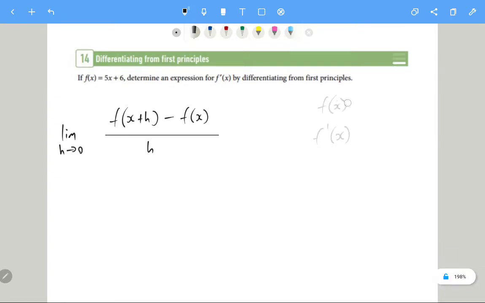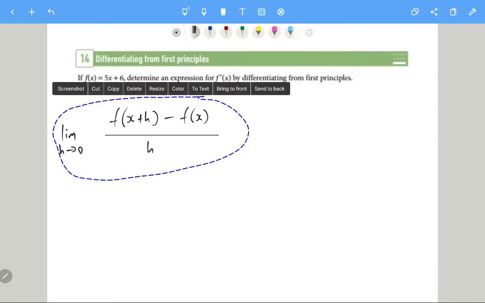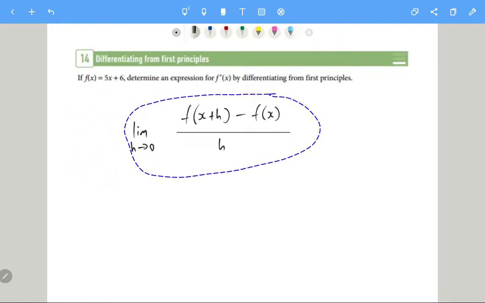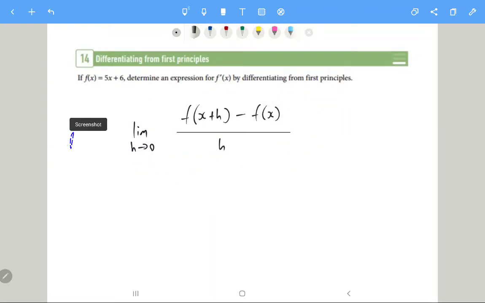Alrighty, so the way to work it out, well, we take this quotient, we take the limit as h goes to 0. Remember, we're not setting it to 0. We take the limit, and we can calculate f dash of x by working out this limit expression here. This is called differentiating from first principles. So let's actually have a go at doing it. We've got quite a simple function, f of x equals 5x plus 6, so let's see what happens.